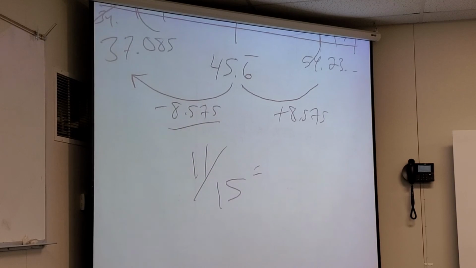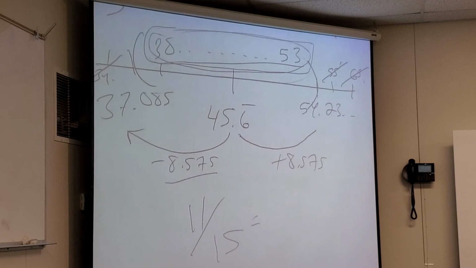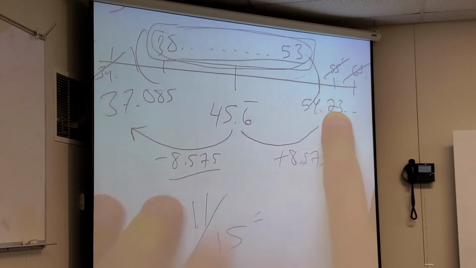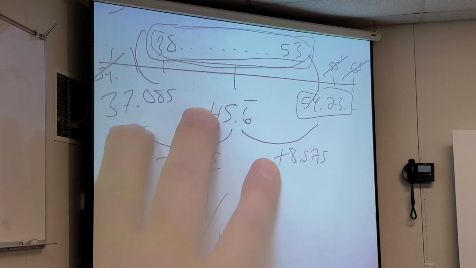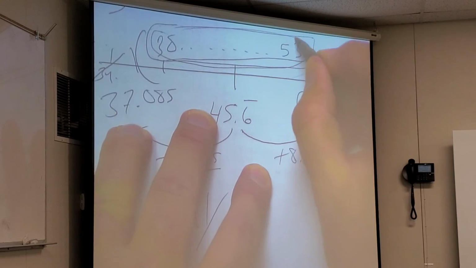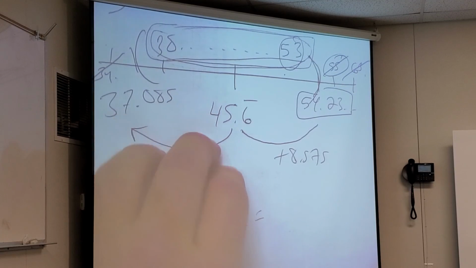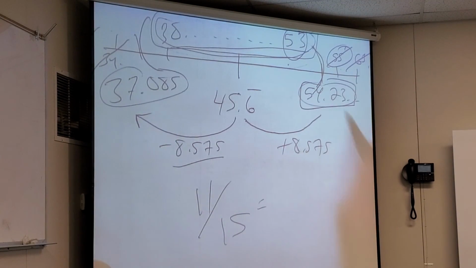Yes? Why did the 54.23 round down to 53? It didn't. It is 54.23. So what's in here? 53 is in here, but 55 is not. I didn't round that at all. I just said what data points are in there. They have to be bigger than this and smaller than this.